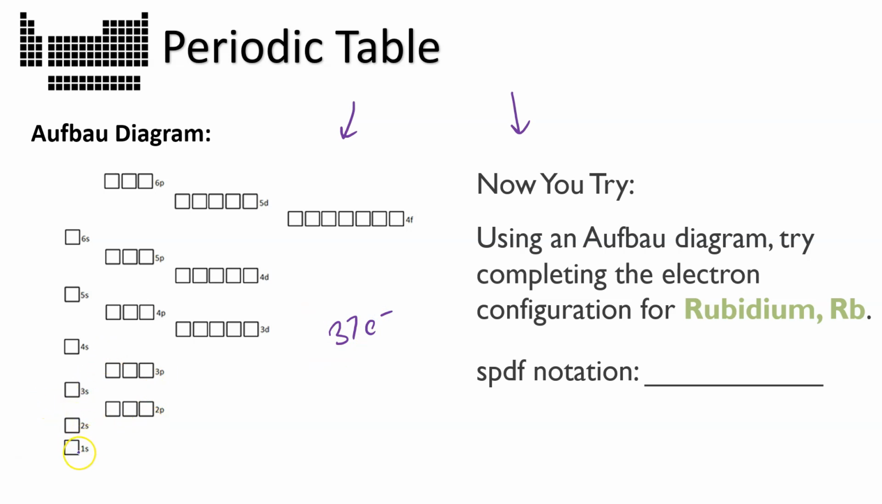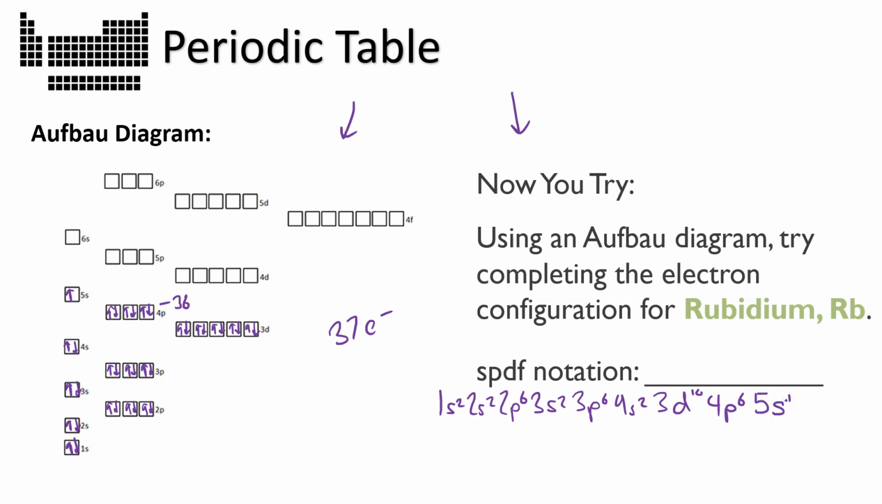I'm going to go ahead and start throwing those in here, starting at the 1s. And I'll stop at the 4p's because that is a total of 36 electrons, which means I just need 1 more that ends up in the 5s orbital. In terms of SPDF, if you listed all those out, they would be the same except written this way: 1s2, 2s2, 2p6, and finally ending with 5s1.